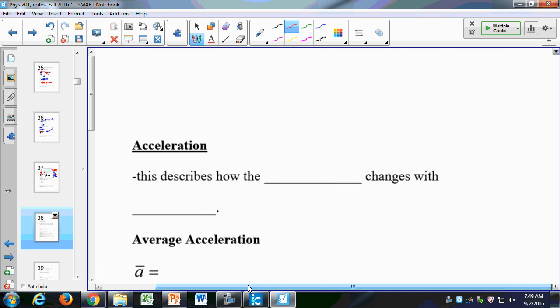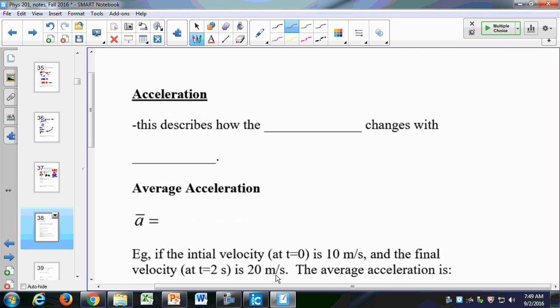Okay, so now let's look at acceleration. Remember, we're talking about three different things when we're talking about kinematics. Do y'all recall the three things? D, V, and A. What was D? Displacement, or we call that delta x. V was velocity, and now acceleration. So acceleration is sort of like the third thing in that quiver, and it describes how the velocity changes with time.